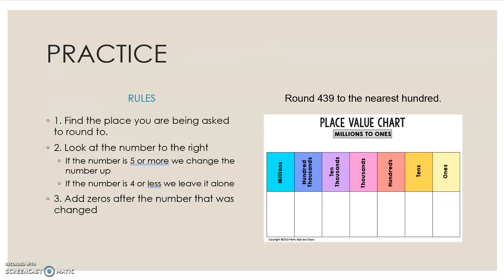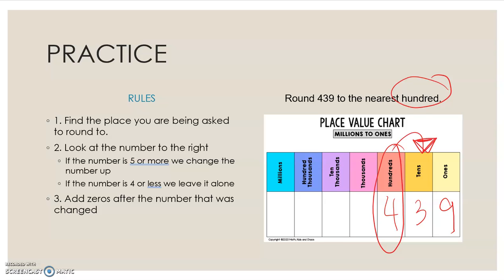So, for example, let's take a look at this problem. Round 439 to the nearest 100. The first thing we want to do is put our number in our place value chart. So we have 439. So if it's asking us to round to the nearest 100, we go to our hundreds place. We look at the number to the right. If that number is 5 or more, we change it. If the number is 4 or less, we leave it alone. In this case, the number is less than 5, so we end up with 400.